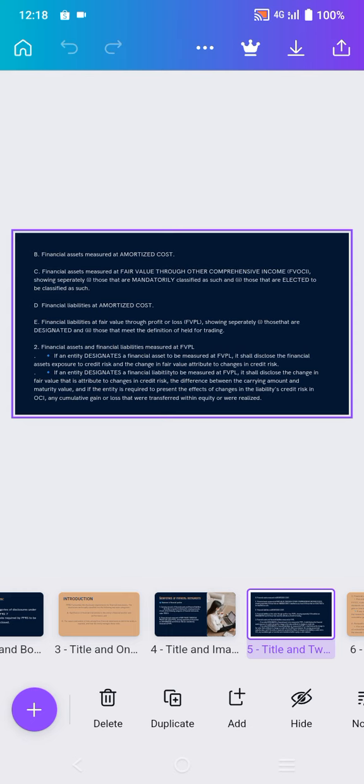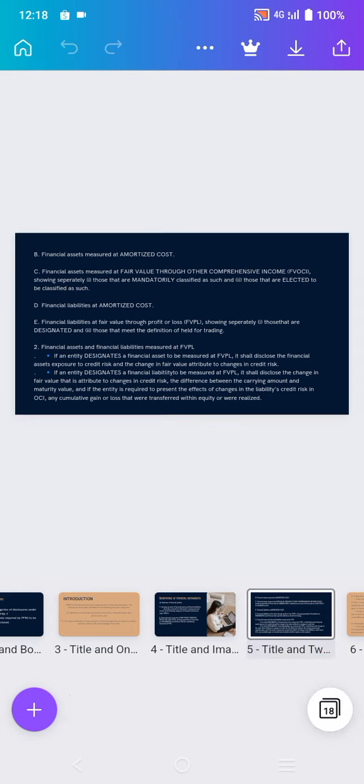We have B, financial assets measured at amortized cost. So, sa amortized cost po, under po din siya ng financial assets po. Letter C, financial assets measured at fair value through other comprehensive income, FVOCI, showing separately those that are mandatorily classified as such and those that are elected to be classified as such. So dito po sa letter C po, ang financial assets po nila ay nami-measure po through fair value through other comprehensive income po nila. Yun nga po, under din po nila, kailangan po na mandatorily tsaka elected to be classified as such.